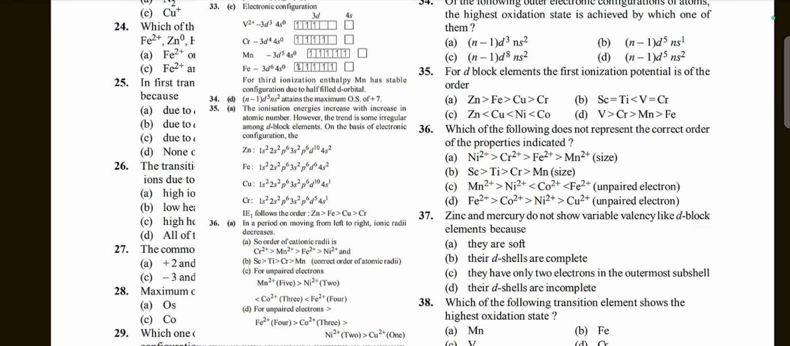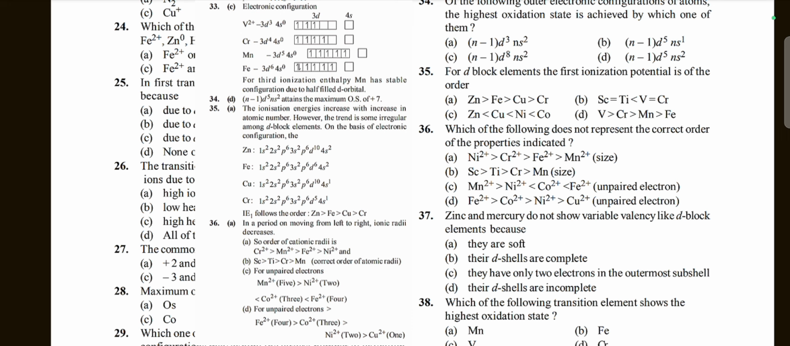For d-block elements, the first ionization potential is of the order, option A, Zn greater than Fe greater than Cu greater than Cr. The ionization energies increase with increase in atomic number. However, the trend is somewhat irregular among d-block elements. On the basis of electronic configuration, for Zn the outer electronic configuration is 3d10 4s2, and for Fe it is 3d6 4s2. For copper it is 3d10 4s1, and for chromium it is 3d5 4s1. So IE1 follows the order Zn greater than Fe greater than Cu greater than Cr. Option A will be the answer.